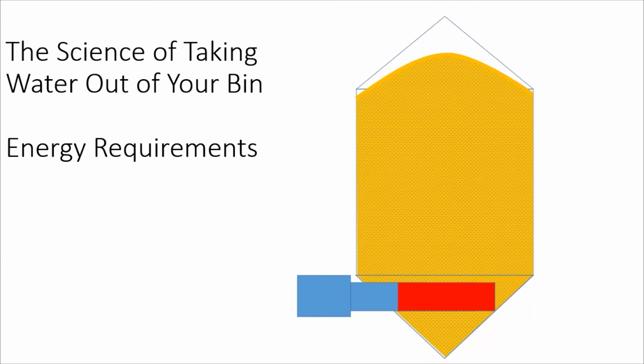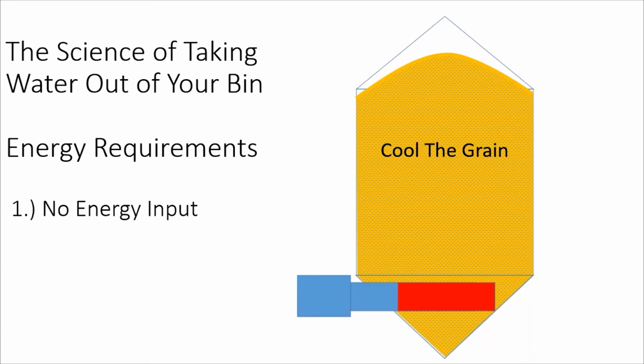So that takes into account the actual water removal, but now how about the energy side of things? And there really are 3 scenarios for energy. We talked about the first scenario, no energy input. This is the instance when you've taken off your grain, it's nice and warm, a 30-degree day, you bin it, and you're maybe a point or a point and a half tough. So what you're going to do is cool the grain.